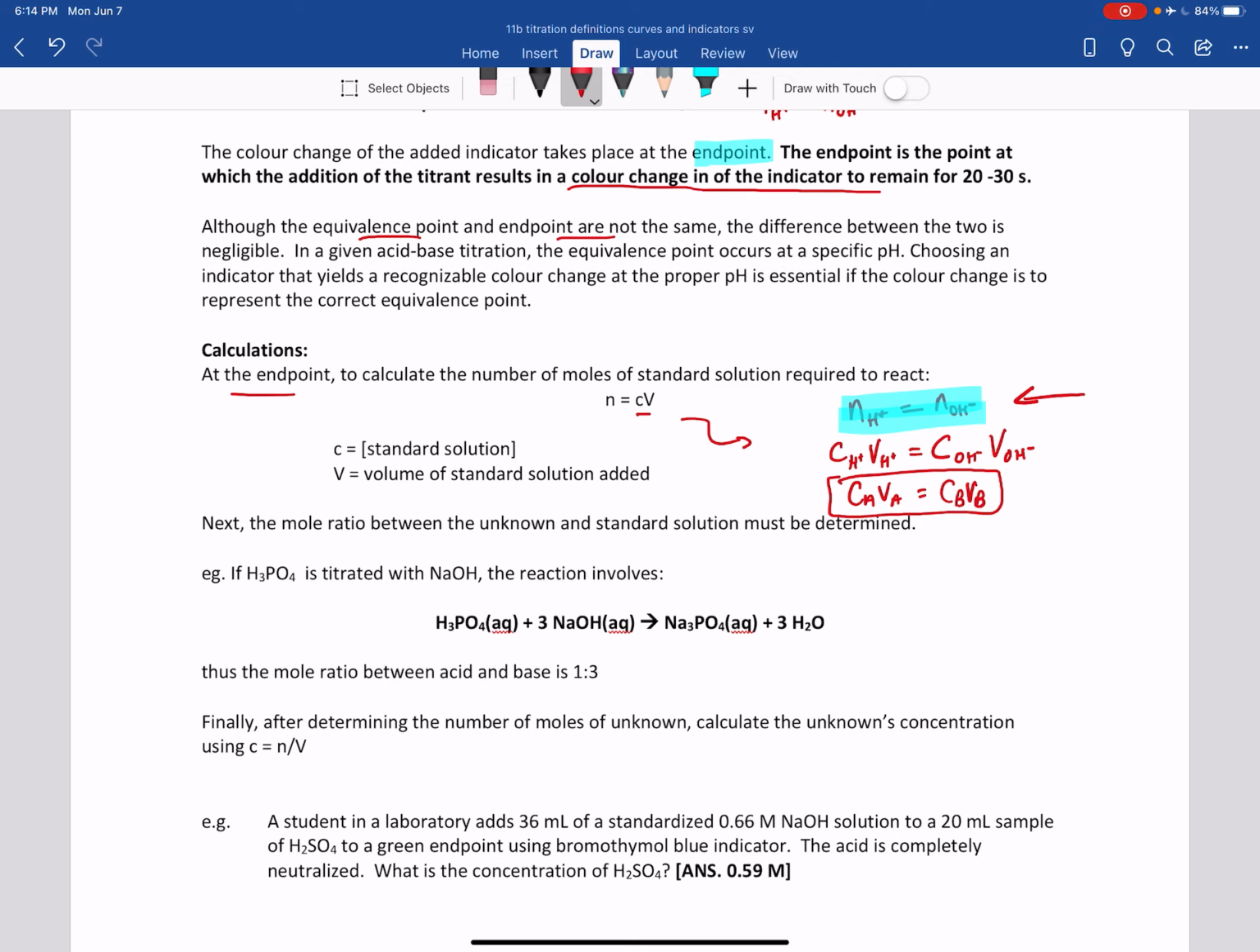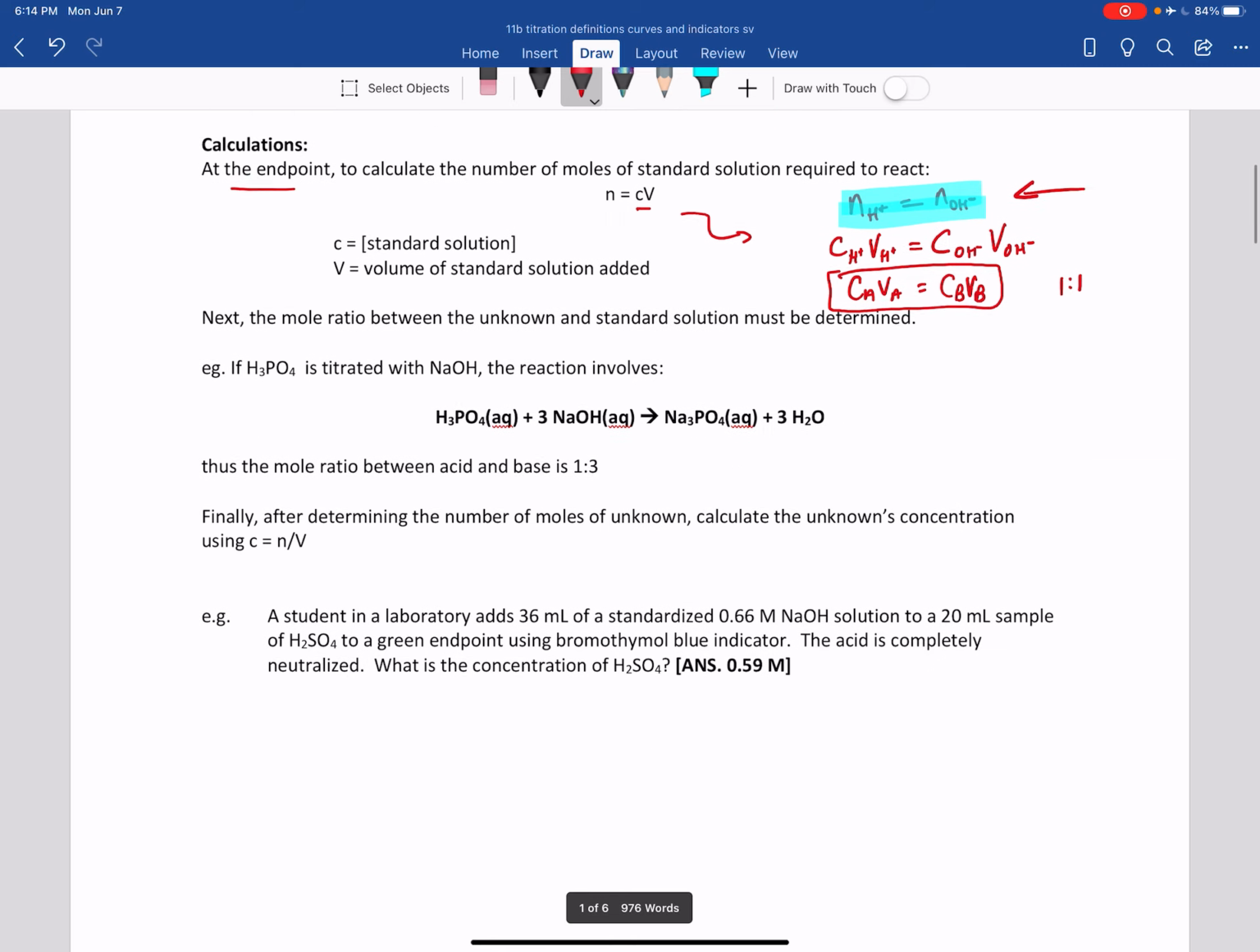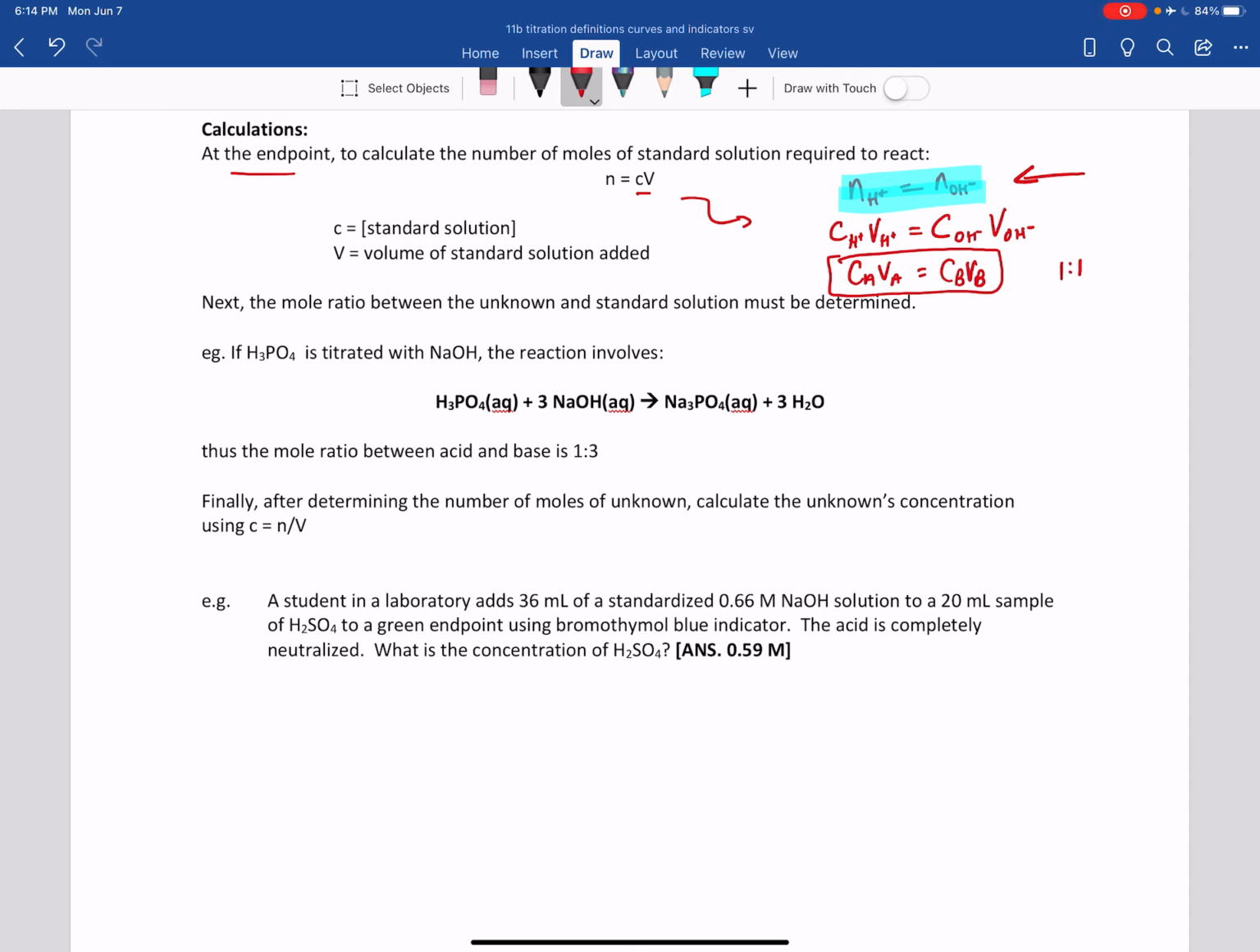Now, that's all assuming that it's a 1-to-1 ratio. If it's not a 1-to-1 ratio, then we can do a couple more steps using mole ratios. So let's take this as an example. Phosphoric acid being titrated with sodium hydroxide. You can see that it's a ratio of 1 mole of acid for 3 moles of hydroxide. The reason for that is there are 3 hydrogen ions that need to react with bases. So we need 3 times as many hydroxides in this case, of which there is only 1.